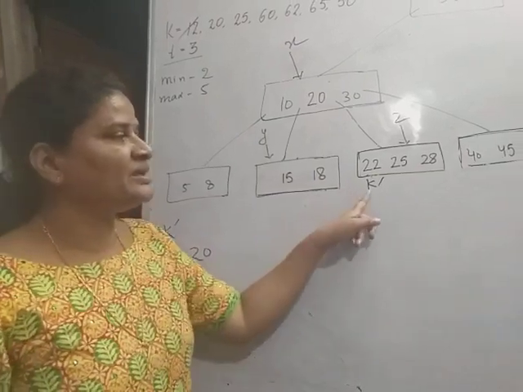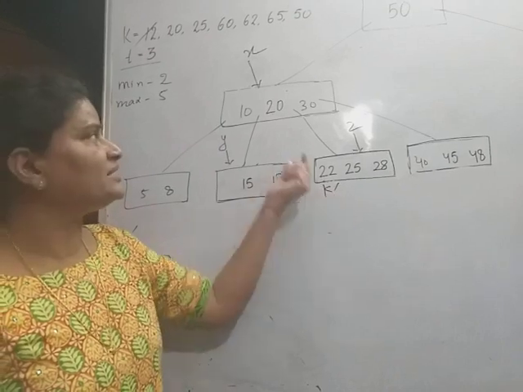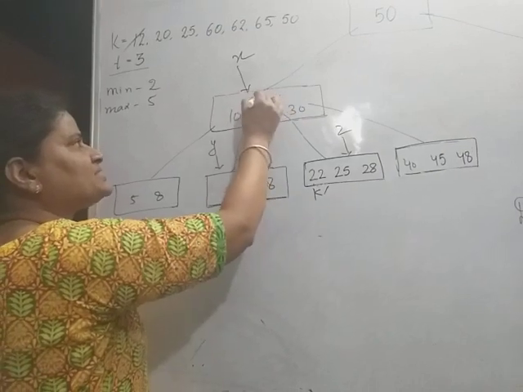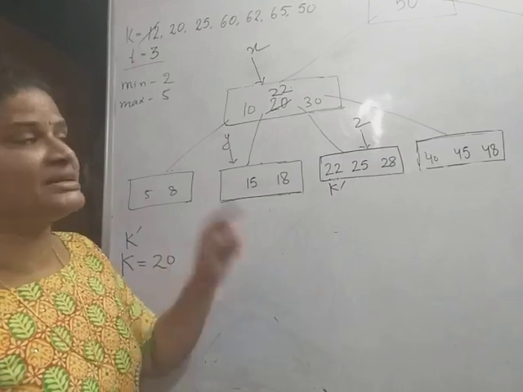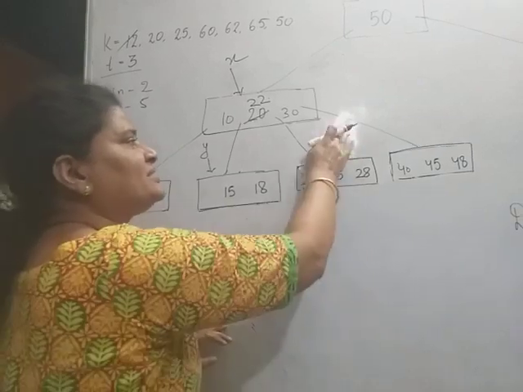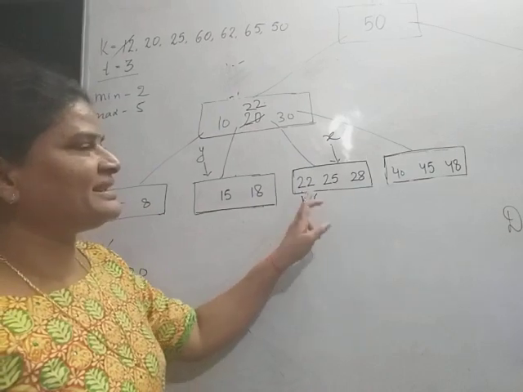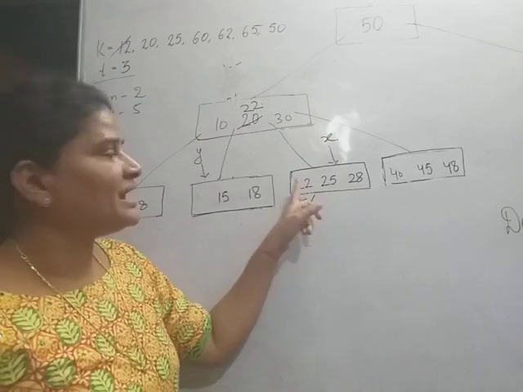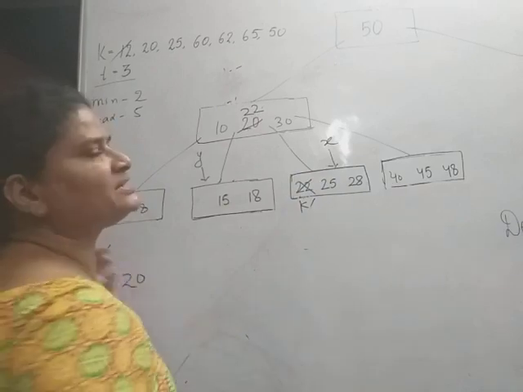So we replace K by K dash. Here 20 is replaced by 22, and now the problem is converted to deleting K dash in the subtree rooted at Z. Again the recursion will be called, and this will become X. Then it will go to case 1, as X is a leaf node and 22 is present in the leaf node. So here 22 is deleted.